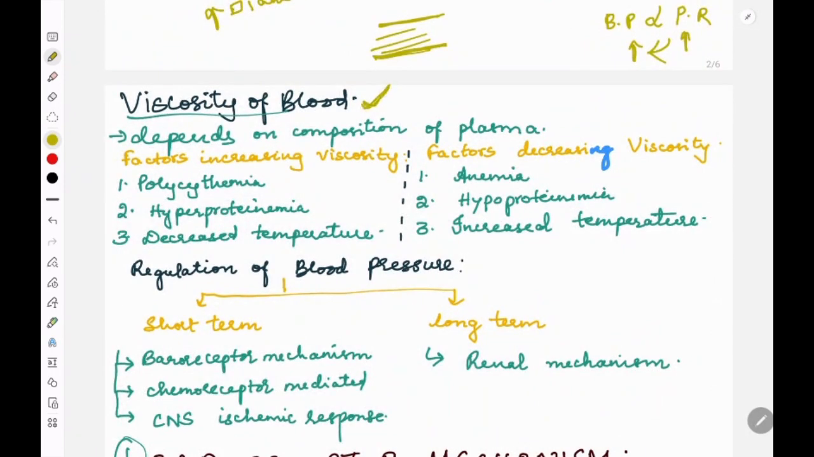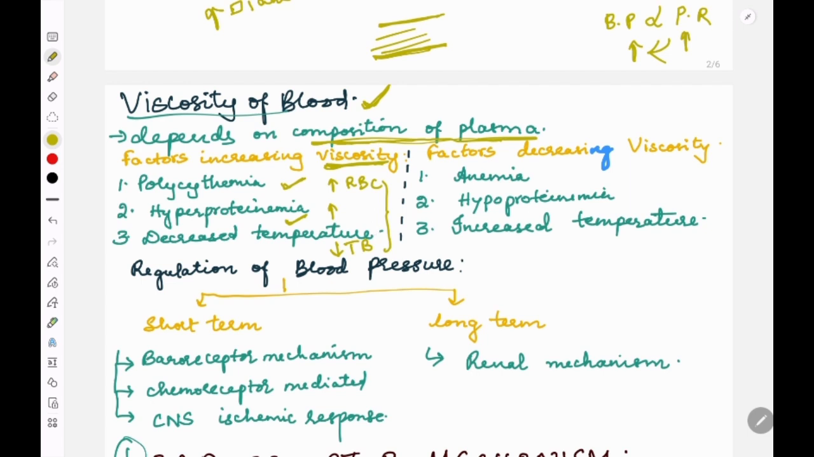Now, what is viscosity of the blood? Whatever composition is present in the plasma contributes to the viscosity of the blood. So what does the blood contain? RBC, WBC, all these hematological components contribute to the blood pressure through factors that affect the viscosity of the blood. In polycythemia, there is increased RBC count. Hyperproteinemia, as the name itself indicates, is increased protein content in the blood. Then there is decreased temperature. These three factors are going to increase the viscosity of the blood.